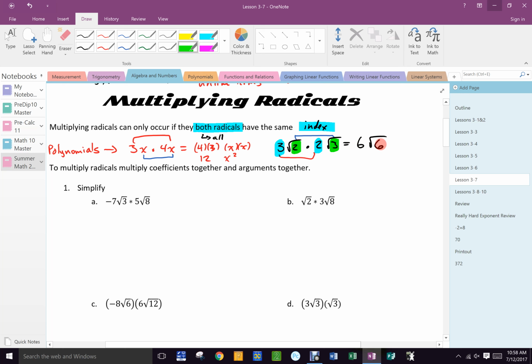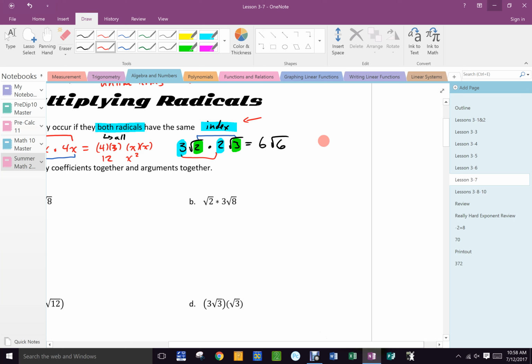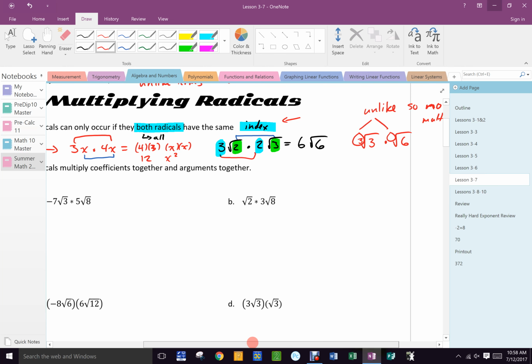Everybody cool? Now the key thing to remember, once again, is they have to have the same index. So am I allowed to do this? Cube root 3 times square root 6. No. Because the indexes are not the same. So no multiplying.